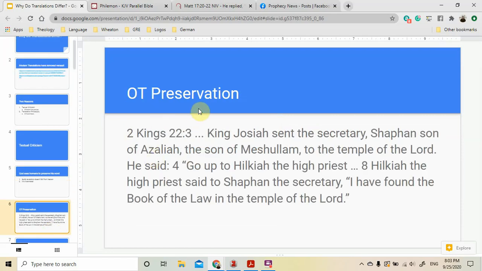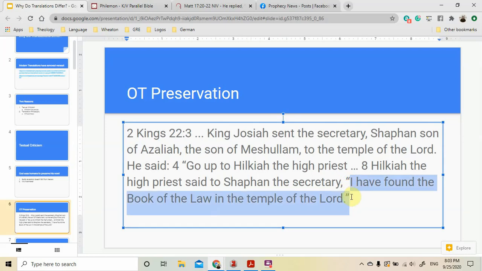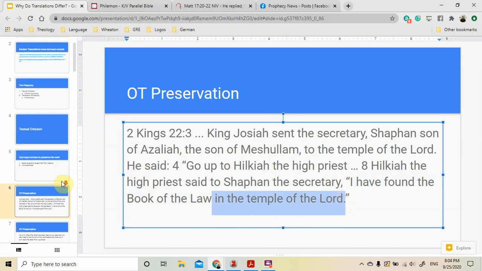So the Old Testament was preserved mainly in the temple. We can see a picture of this in 2 Kings 22 when Josiah sends his secretary to the high priest, and the high priest says to the secretary, hey, look what I found. I found the book of the law in the temple of the Lord. And then this sets off a whole reformation, and Josiah is torn and repents and so on. But the point here is that the Old Testament seems to be kept in the temple and preserved there.